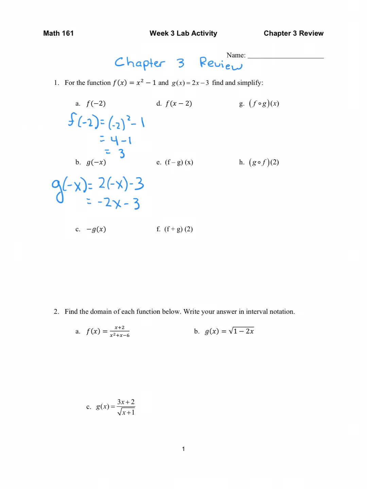Now in letter C, please notice that the negative is in the front of the function. So in this case, we have to put the negative outside parentheses with g of x inside. And then we go ahead and distribute our negative sign. Moving on to letter D.